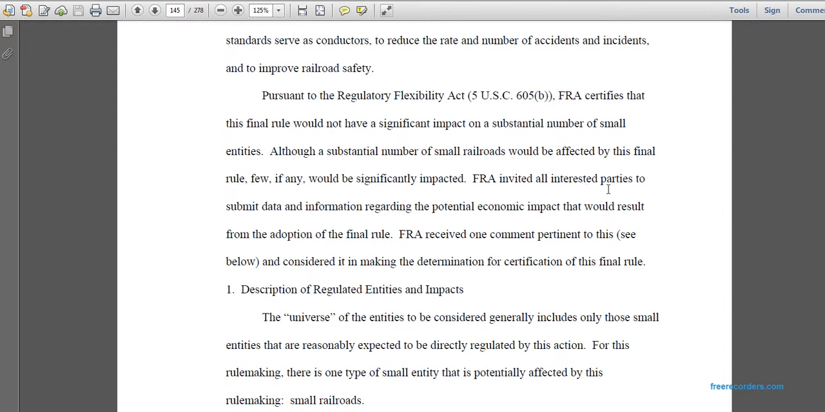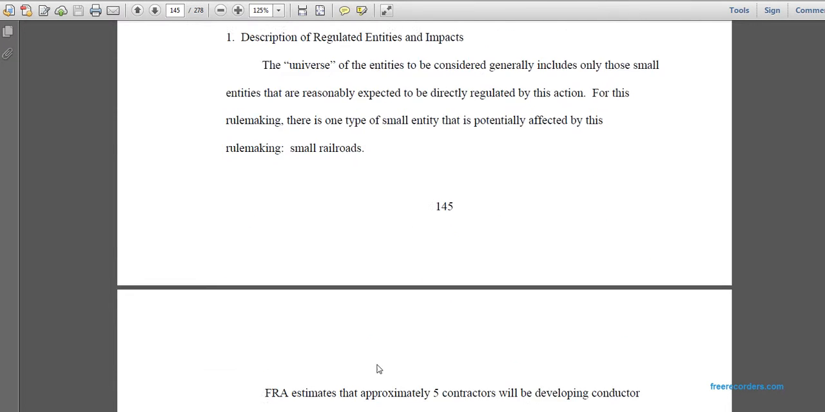The FRA invited interested parties to submit data and information regarding the potential economic impact resulting from the adoption of the final rule. The FRA received comments pertinent to those considered below in making the determination and certification of the final rule. Description of regulated entities and impact. The universe of entities considered generally includes only those small entities reasonably expected to be directly regulated by this act. For this rulemaking, one type of small entity potentially affected is small railroads.